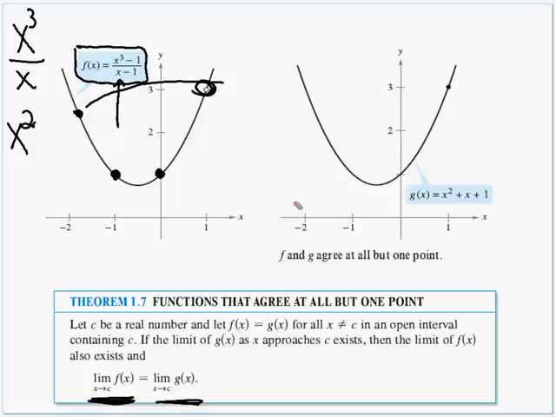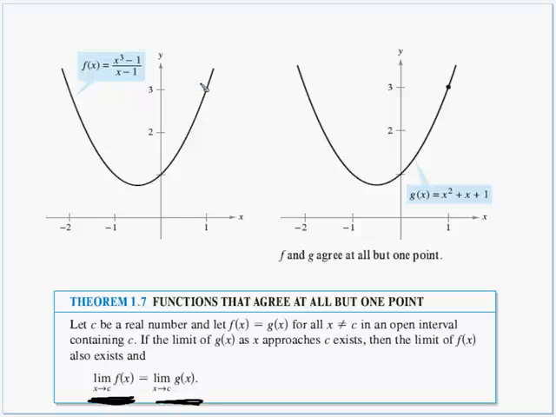But where we ran into trouble, where this hole exists and this function is undefined, this function does not have that hole. It behaves the exact same everywhere else on the graph, so that's telling us that this limit is exactly the same as this one.